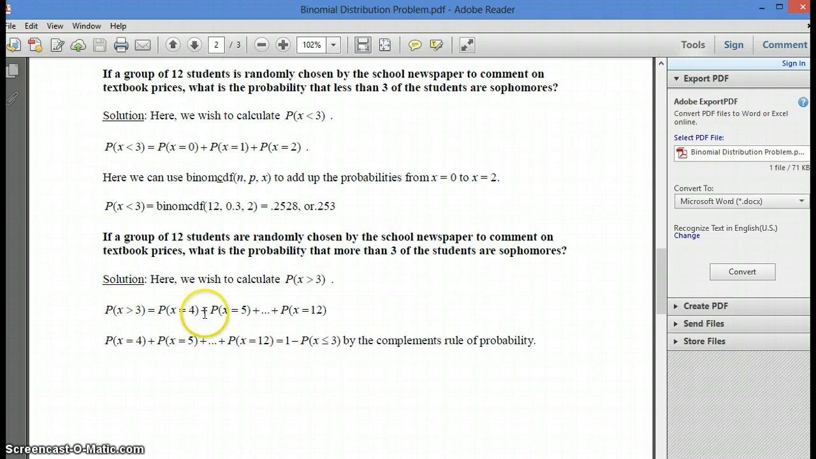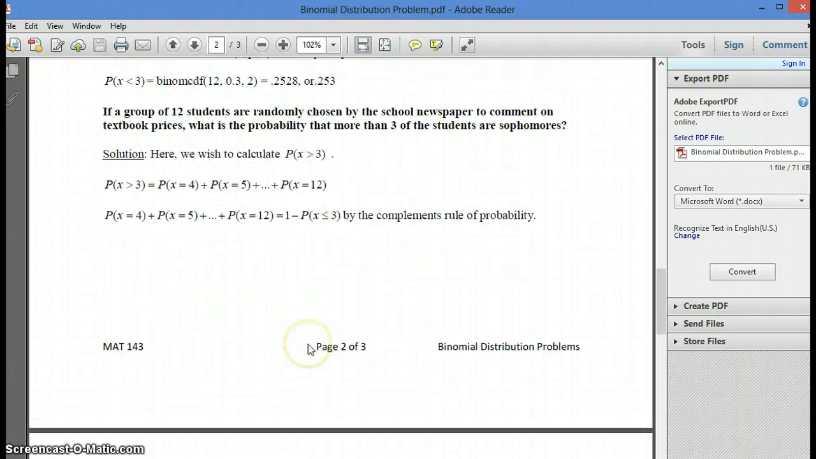Okay? So what I also know is by the complements rule of probability that if I add up these probabilities, that's going to be the complement of the probability that x is less than or equal to 3. So if I add up the probability that x is 0 plus the probability that x is 1 plus the probability that x is 2 plus the probability that x is 3, then if I take the complement of that, I get this probability from x being 4 to 12. So that kind of thinking has to come into the mix here.